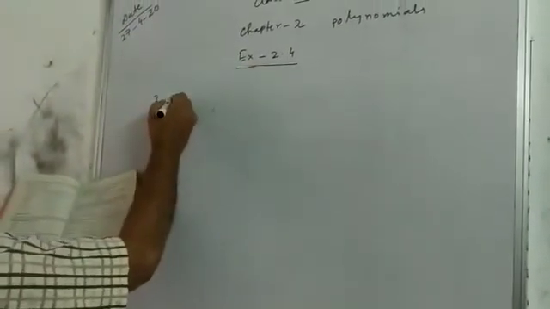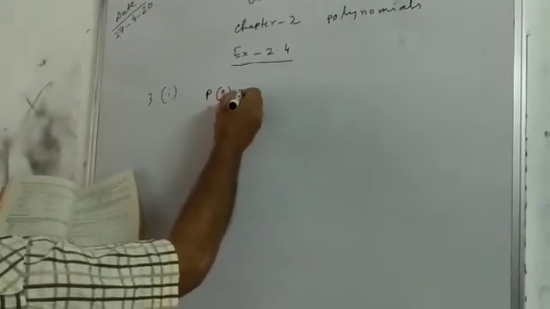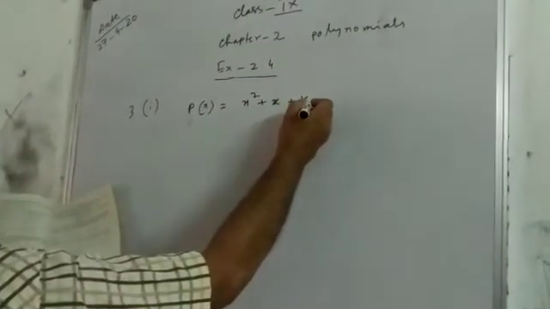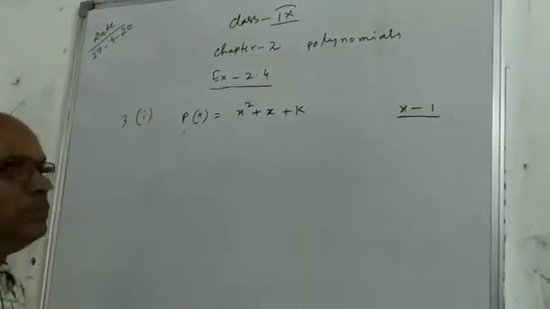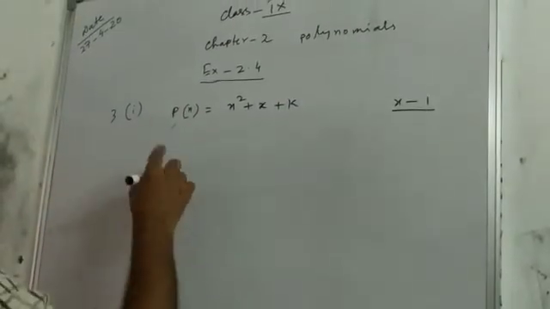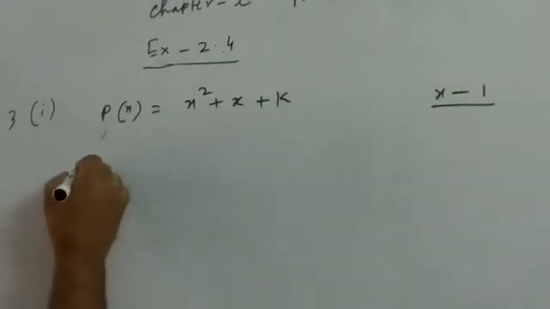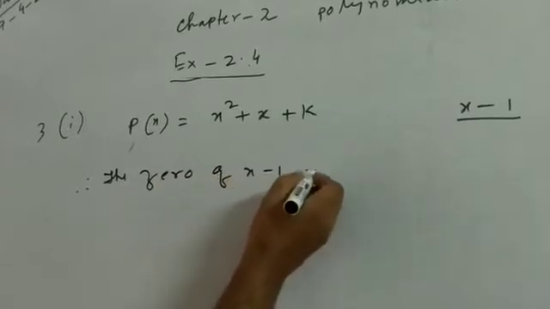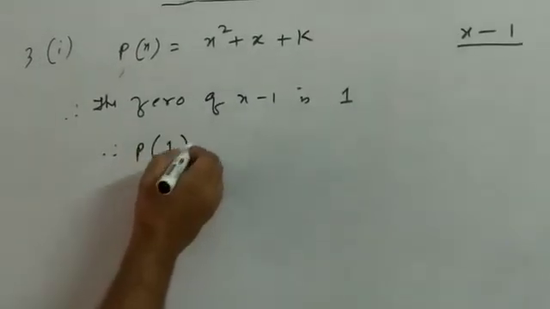Question number 3, part 1. p(x) equal to x square plus x plus k. Here it is given that x minus 1 is a factor of this polynomial. Then we start the same as number 1 and 2, meaning we find the zero of this polynomial. So you write the zero of x minus 1 is 1. Now we find the value of this polynomial at 1.